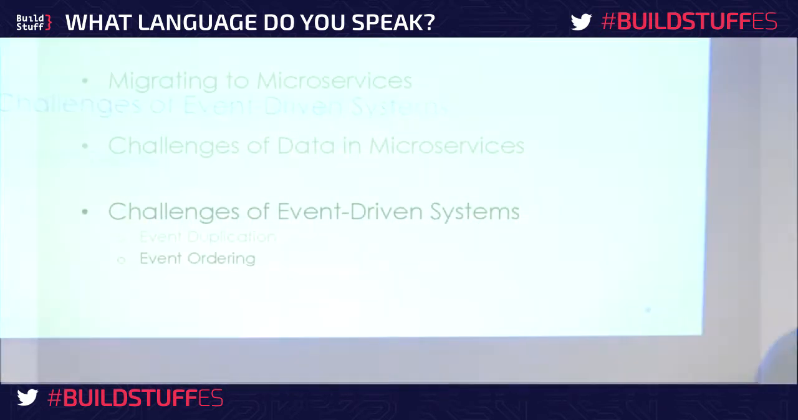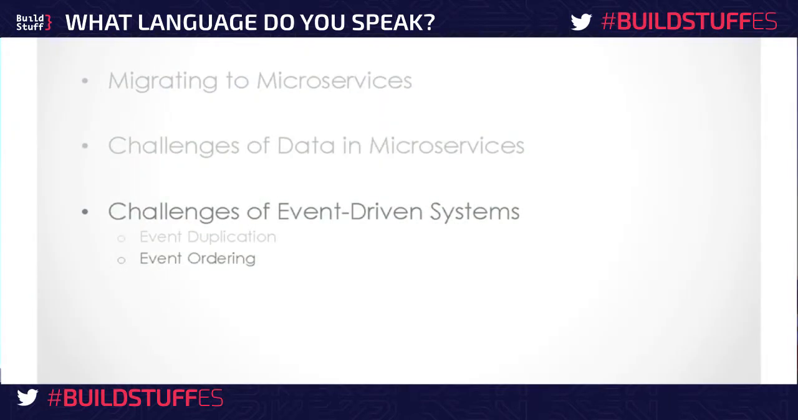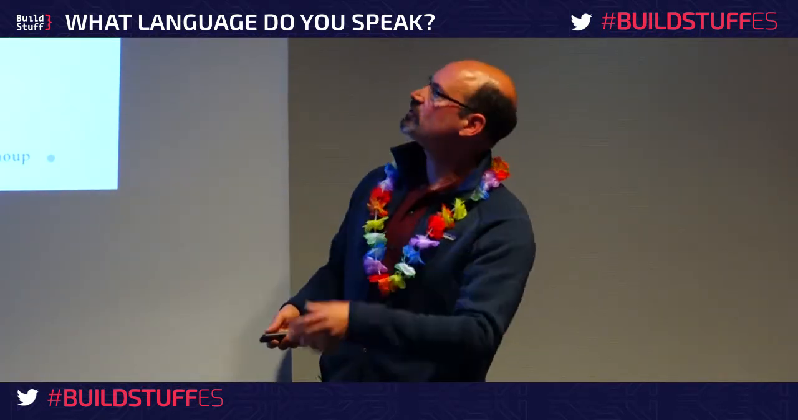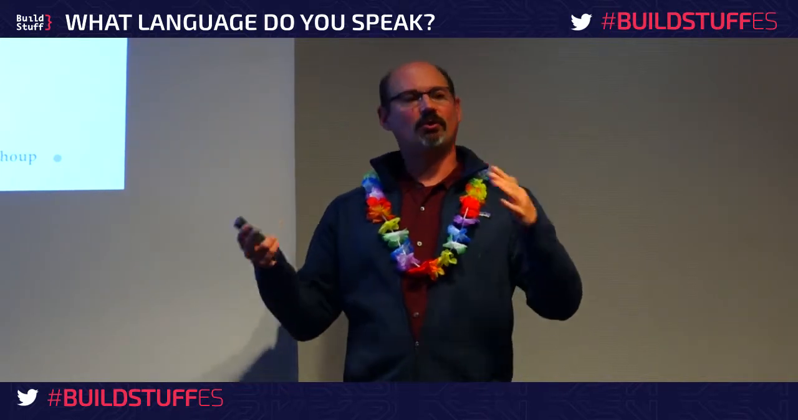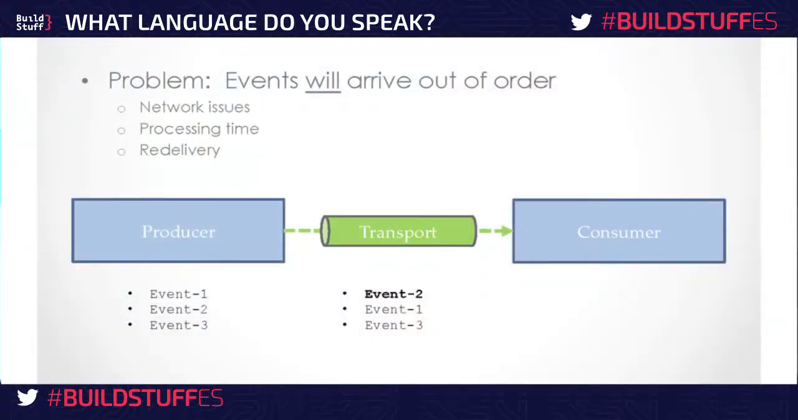All right, now I want to talk finally about event ordering. So we talked about duplication. There are lots of different ways of handling the fact that we might receive the same event twice. Now I want to talk about what happens if I receive events out of order. Let's motivate the problem. Events are going to arrive out of order. Get used to it. Why is that true, Randy?